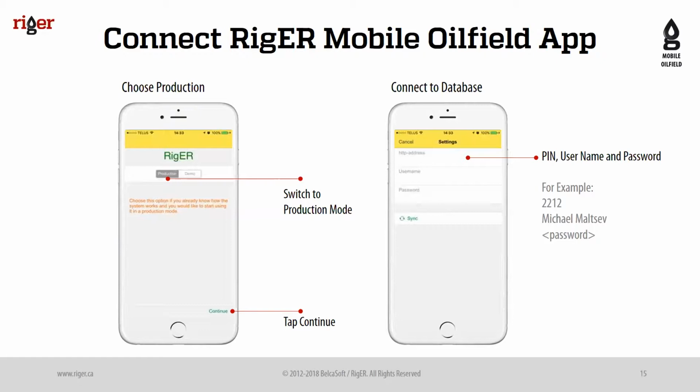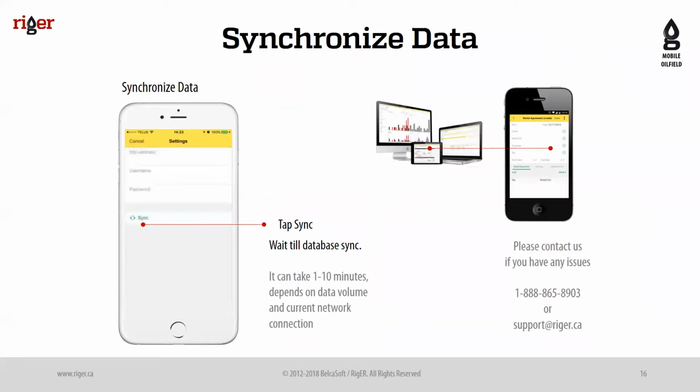So you click to the production, you click continue, and you're able now to enter your credentials and PIN of your database, which you can get from your administrator. After you enter the credentials, you just hit the sync button and your database will be synchronized with the cloud.